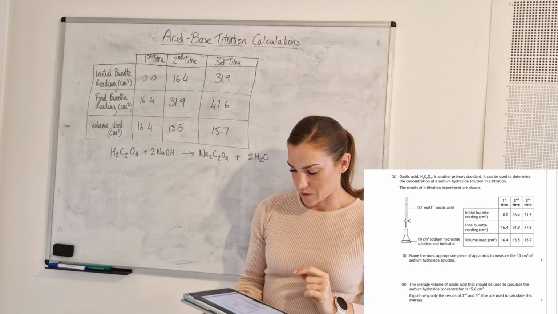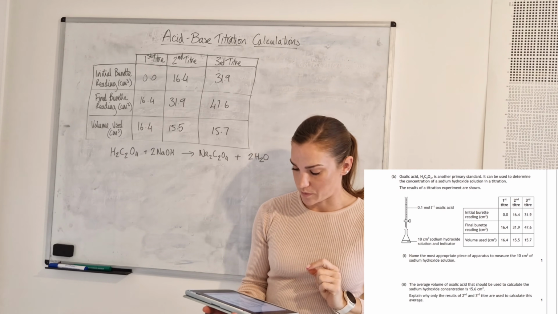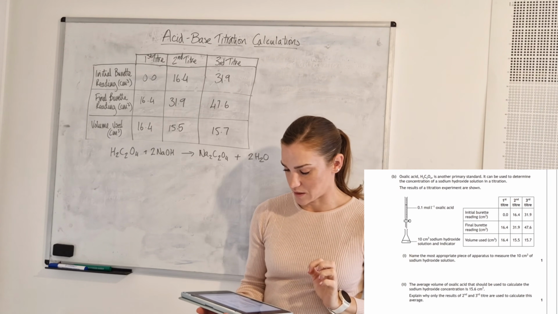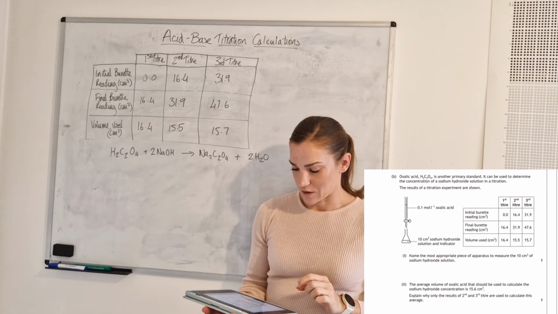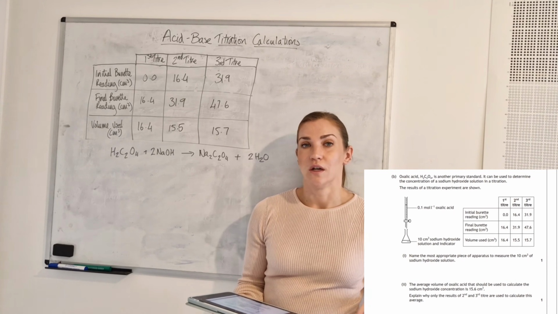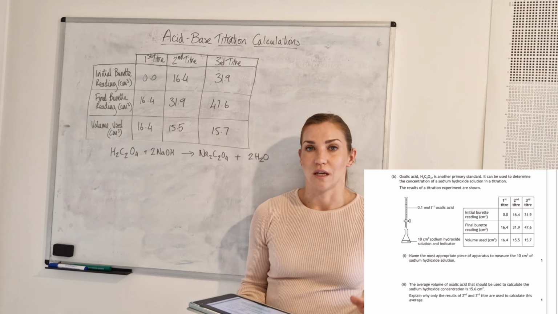The first part of this question though is to name the most appropriate piece of apparatus to measure the 10 centimetre cubed of sodium hydroxide solution. So that is our sample, and we always measure our sample using a pipette.